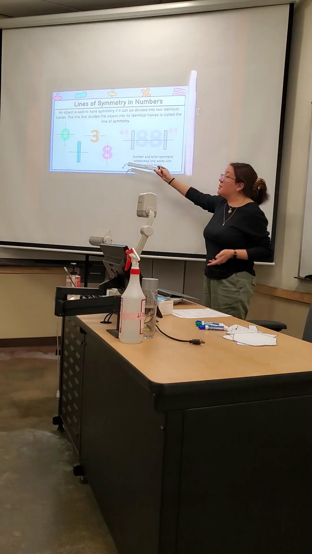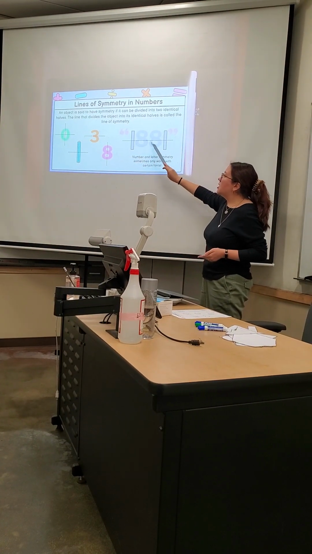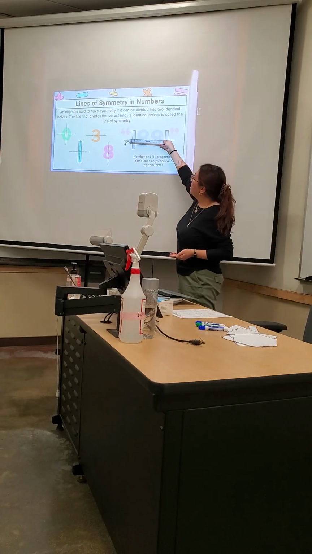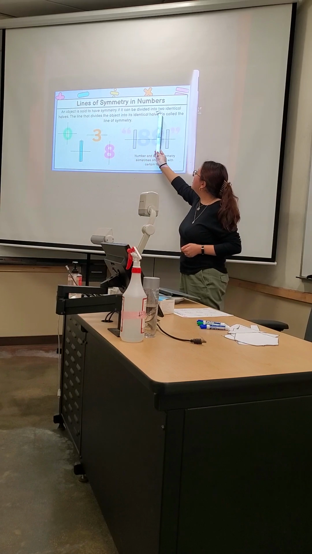You can combine these numbers to make one whole line of symmetry. So if we go 1,881, put a line of symmetry here, or we could put lines of symmetry for each and every single one.